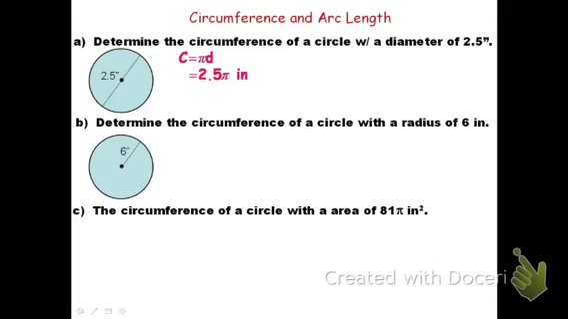Now in circumference problems, we're going to want to give both an exact and an approximate answer. So in this case, we'll say that the circumference is 2.5 pi inches, and then we'll use our calculator to approximate. That's about 7.85 inches. Now take a look at the next problem and see how that one's a little bit different.